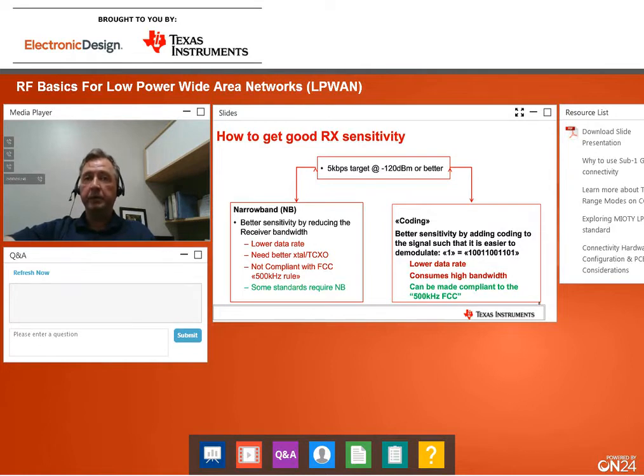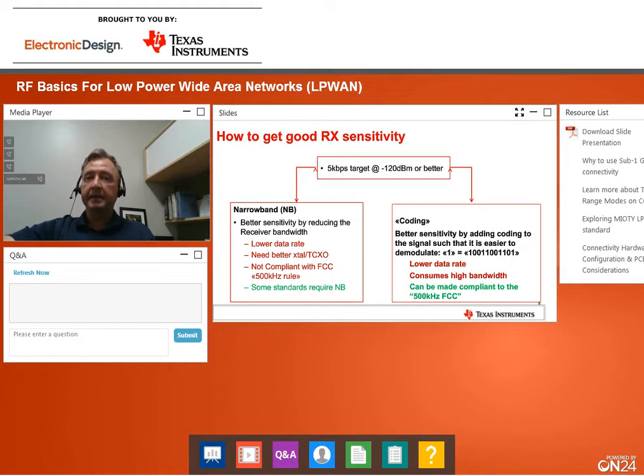Then how do we go about doing this? There are two main ways of doing this. You can either go down and look at narrowband technologies, or you can look at trying to code the signal and spread the signal out across a wide frequency spectrum.